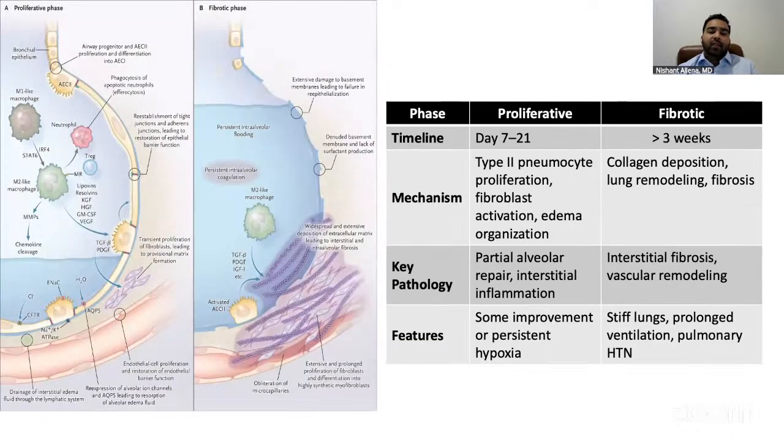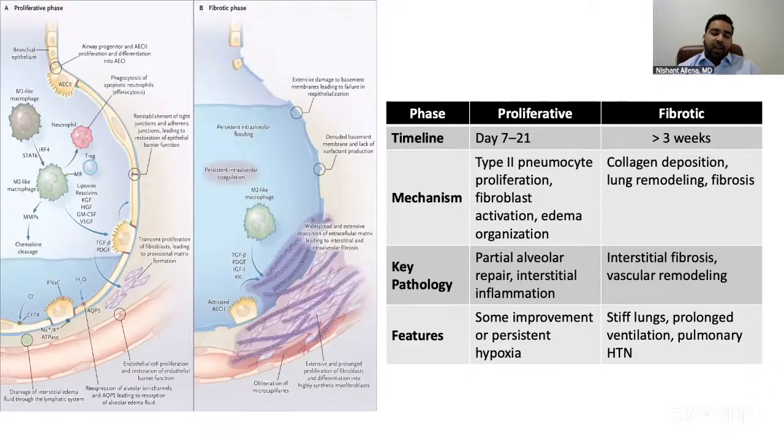Coming to the next two phases. The next phase after the exudative phase is your proliferative phase, which is from day 7 to day 21. The reason it is named proliferative is that in this phase you have active type 2 pneumocyte proliferation, fibroblast activation, and organization of the edema in the alveoli. So you have partial alveolar repair and some interstitial inflammation.